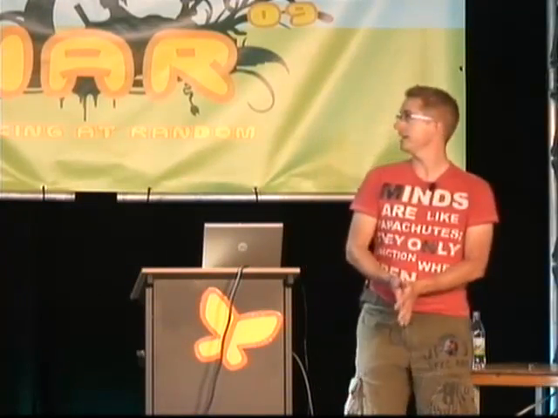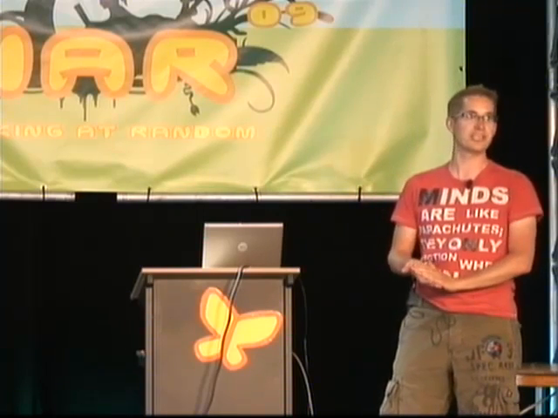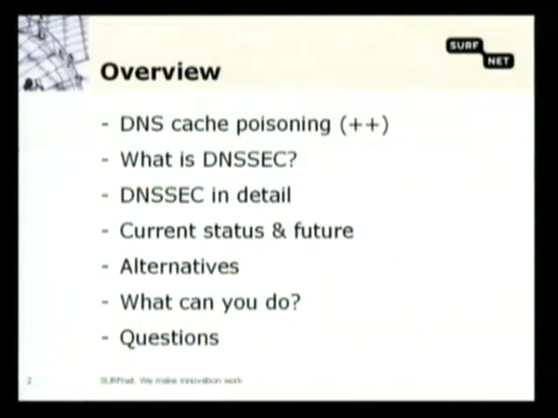Now, what I'm going to tell you today is something about cache poisoning. So what are the security risks that are in the DNS today? I hope you've all seen Bert Hubert's talk yesterday, which was an excellent overview of all the attacks that there are on DNS. Then I'm going to talk to you about DNSSEC on a high level, dive into some detail, tell you about what the status of DNSSEC is on the internet today, and then have a look at some criticisms, some alternatives, and then I'm going to tell you what you can do to improve the security of the internet.